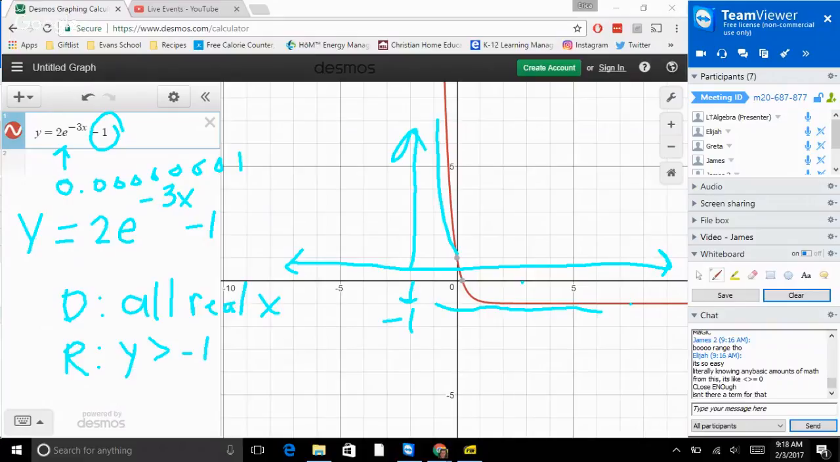Yes, there is a term for that, Elijah. It's called the asymptote. So that's when your graph can get really, really close to a value, but never quite make it. So we would say the asymptote of this graph is at y equals -1. The one word you want to remember. It's kind of a weird word, but you'll remember it when you hear it: the asymptote.